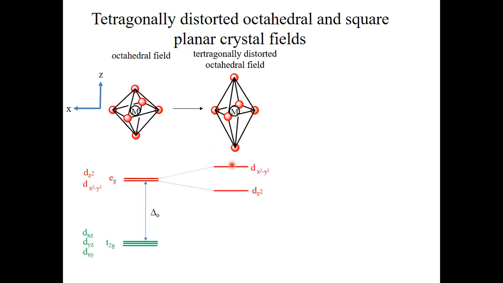Okay. So now let us look at the remaining orbitals. So we have the dxy, the dyz, and the dxz. So now the dxy lies also in the xy plane, where the ligands are now closer to the metal. And for that reason, the dxy moves up in energy. The other two, because they have a strong z component, they move down in energy by the same amount.